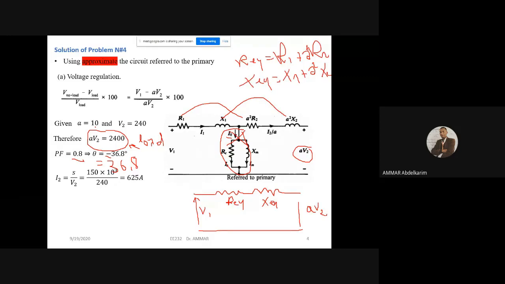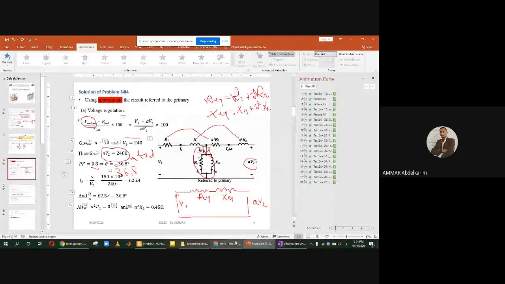So what we are looking for here is the no load voltage. We have the voltage across the load, which is 240, and we have referred all the parameters to the primary, so the voltage became 2,400.